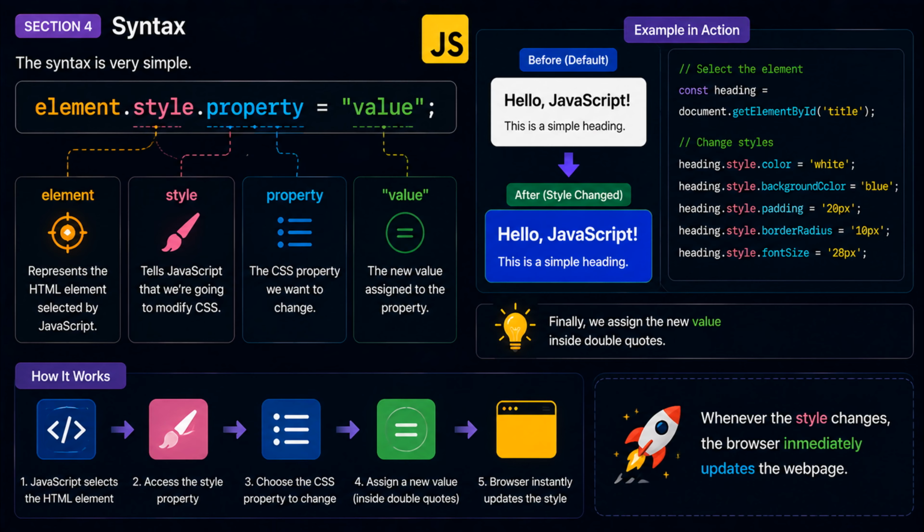Section 4. Syntax. The syntax is very simple: element.style.property equal to value. Let's understand it. Element represents the HTML element selected by JavaScript. Style tells JavaScript that we're going to modify CSS. Property is the CSS property we want to change. Finally, we assign the new value inside double quotes. Whenever the style changes, the browser immediately updates the web page.